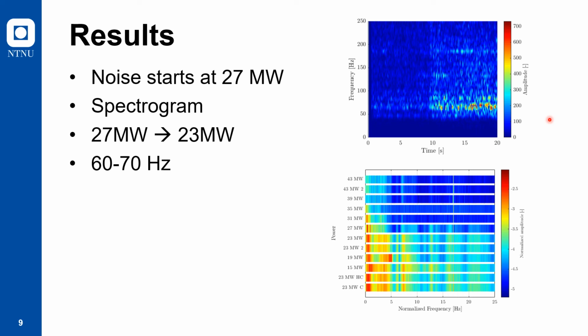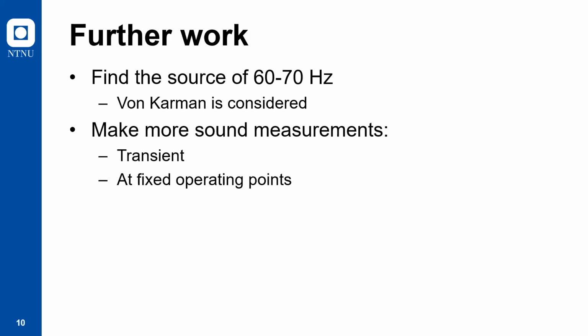Looking at the DFT from the inlet, it's possible to see a frequency band in that range that appears at 27 megawatts and increases at 23 megawatts. Meaning that this might be the source of the noise. Where this frequency comes from is not known at this time.